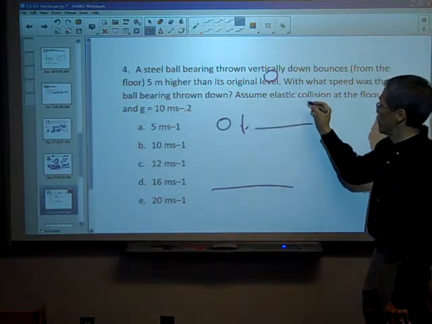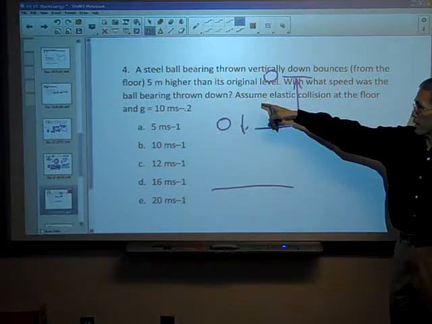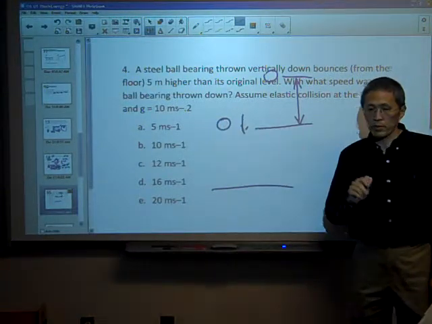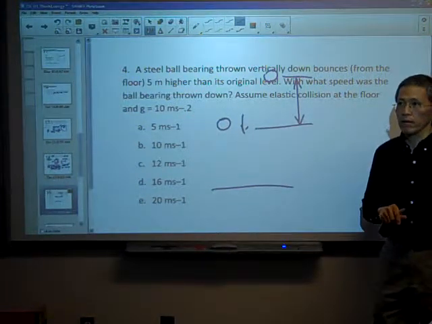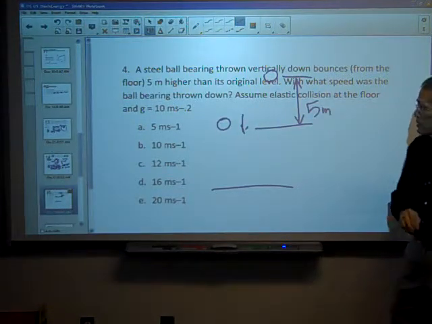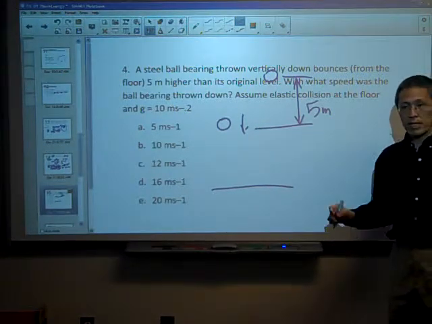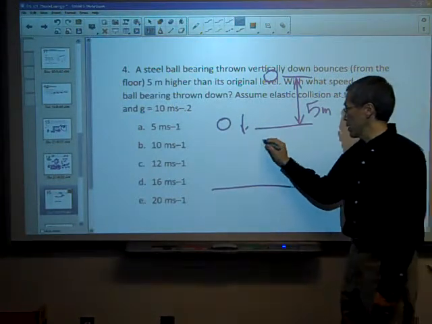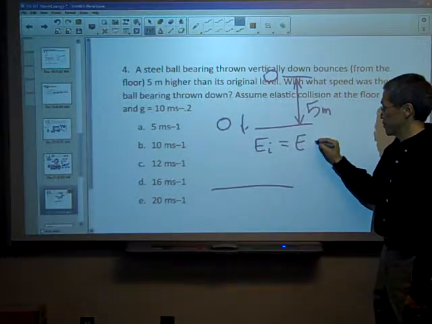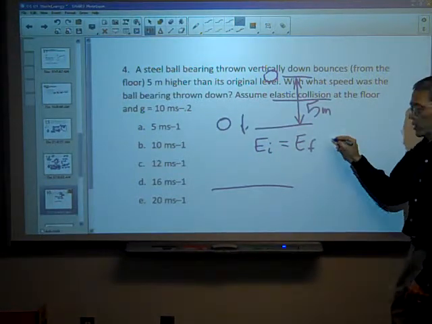Okay? So the main thing here is this guy here. Oh, and it says, assume the elastic collision on the floor and gravity is 10 meters per second squared. Okay? So the big part here is that this guy is 5 meters. Alright? Now remember what I said about the original equation we want to look at. Really, it's energy initial is energy final. Okay, especially in this case, elastic collision, that means that there's no losses.